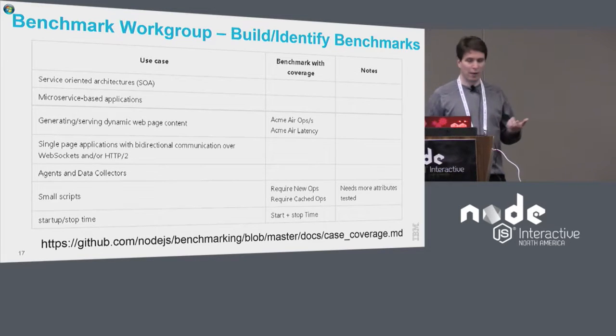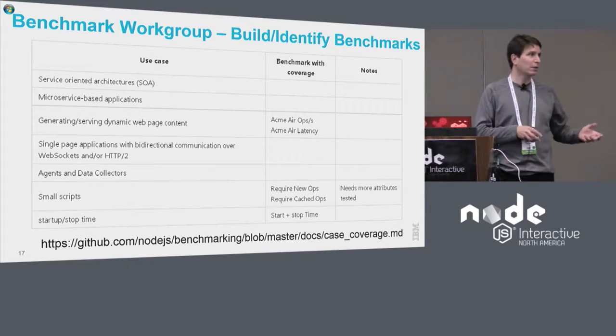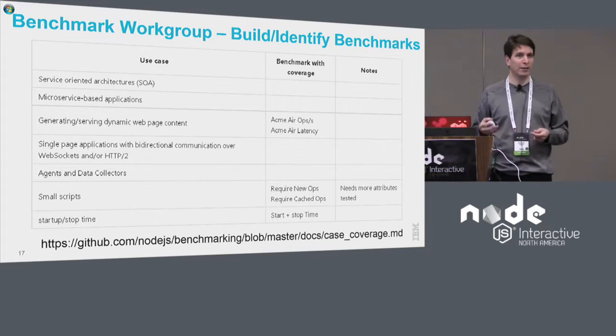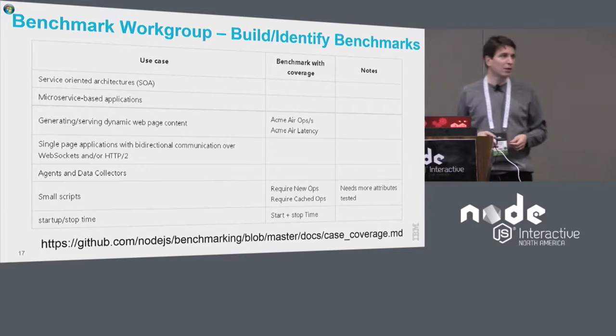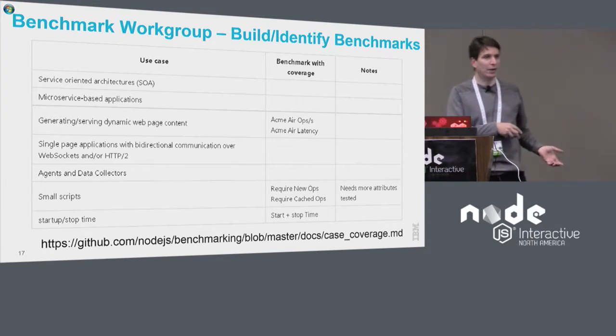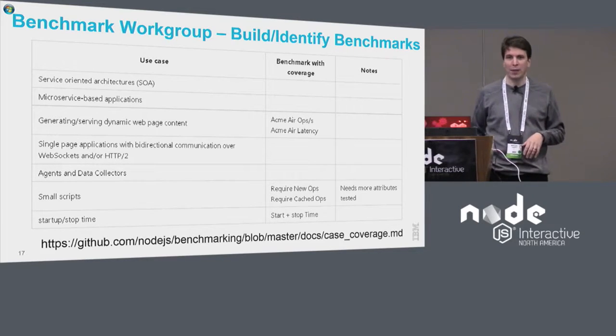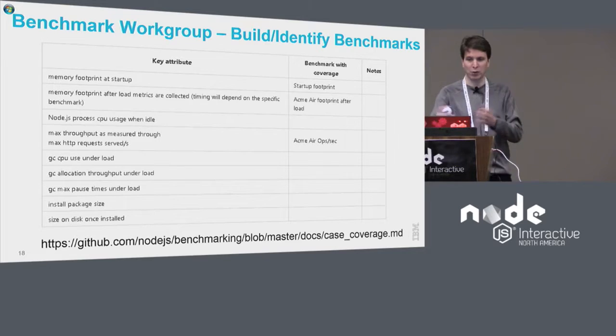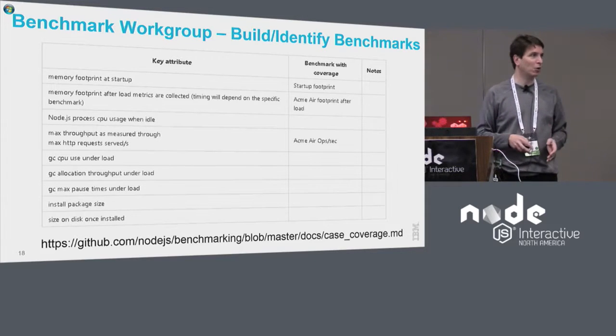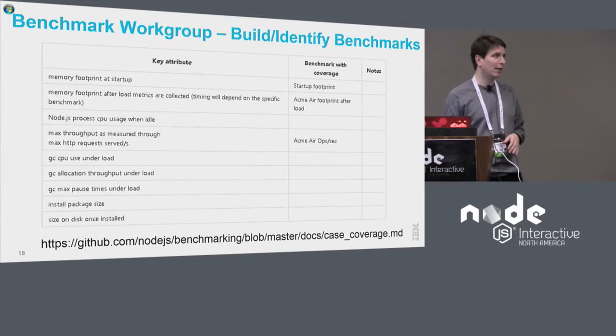Some other people in the community contributed benchmarks for things like require. Requiring modules is a key thing when you're running small scripts, so we want to be able to do that quickly. For startup and stop time, there was a benchmark already as part of the core benchmark, so we reused that. And basically, we took those and we started filling in this table so that we have some partial coverage in terms of those key elements and what we're benchmarking.